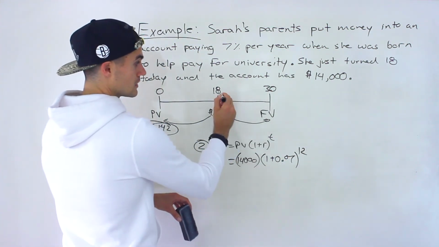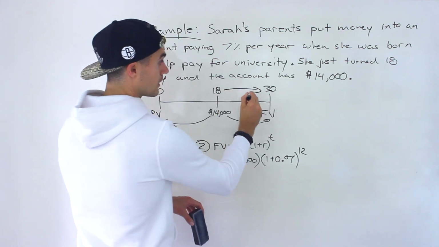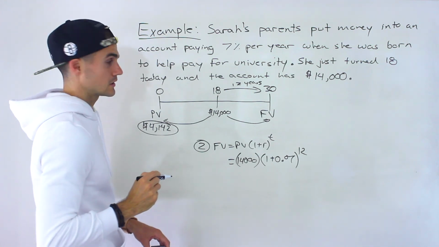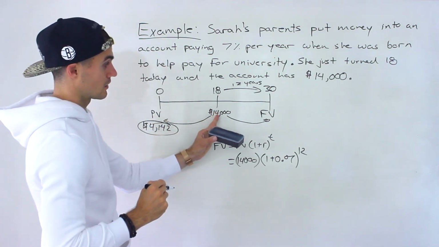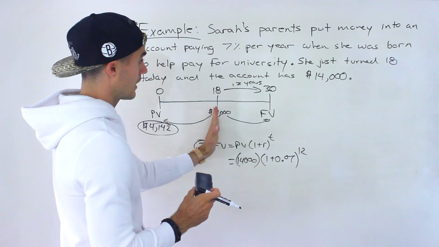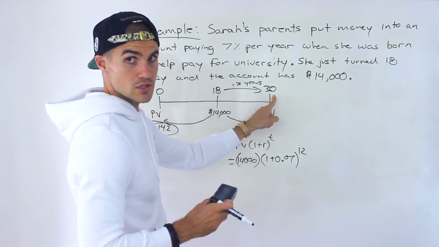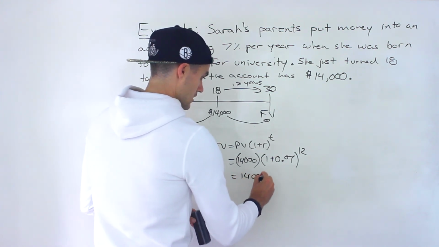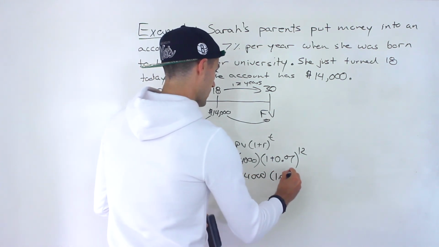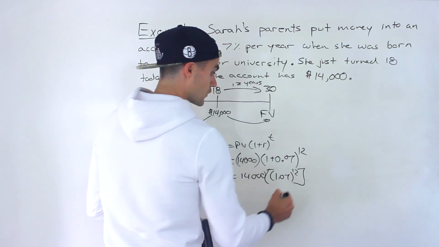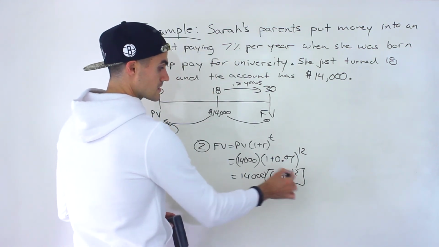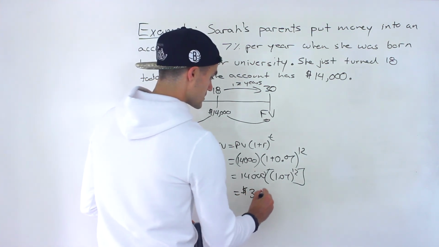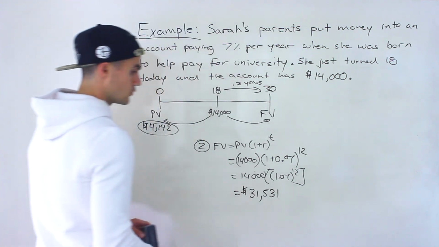The difference between these, right? This is going to keep compounding for 12 years, like that. Now for 30, because we're here, right? That's the point of time we're here now. There's 12 years left until she's 30. So this would be 14,000 times 1.07 to the power of 12. You would do this portion first, exponents, right, BEDMAS, then multiply it by 14,000, and you'd end up with 31,531 if you round to the nearest dollar.